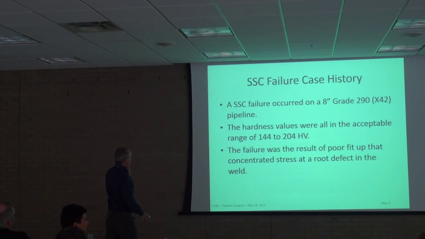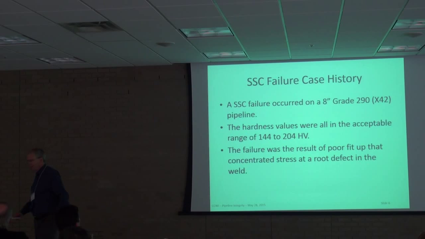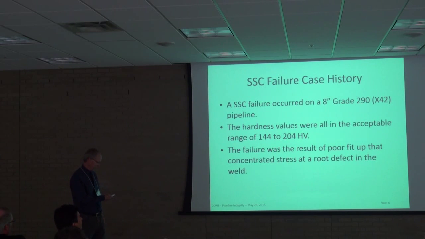So I'm going to start going through some stories, just some basic examples. This is one I've used a number of times over the past. It's on a standard 8-inch grade 290 pipe, X42, on a sour gas system. It's typical, a fairly low strength pipe. Hardness values in the welds were all in the acceptable range. This failure was a result of poor fit up, concentrating stress at the root of the weld.